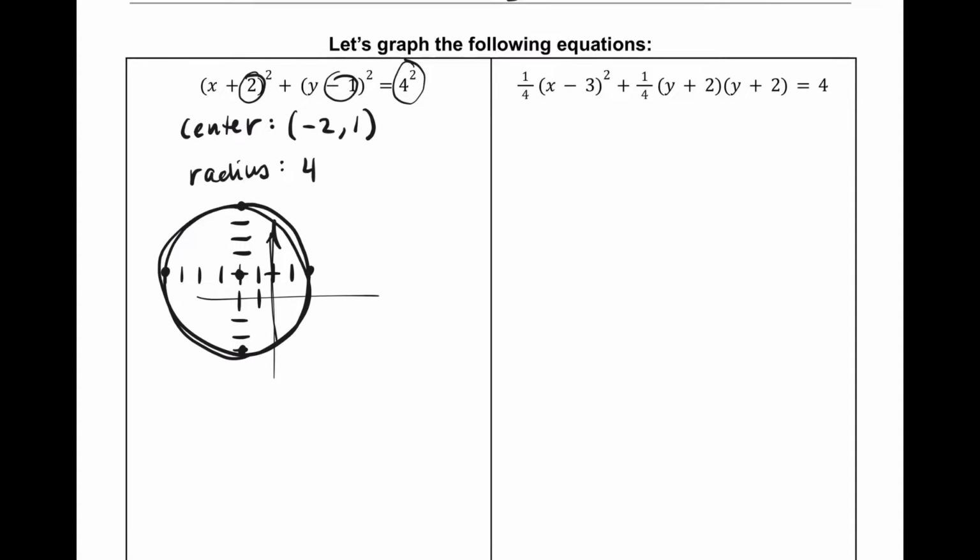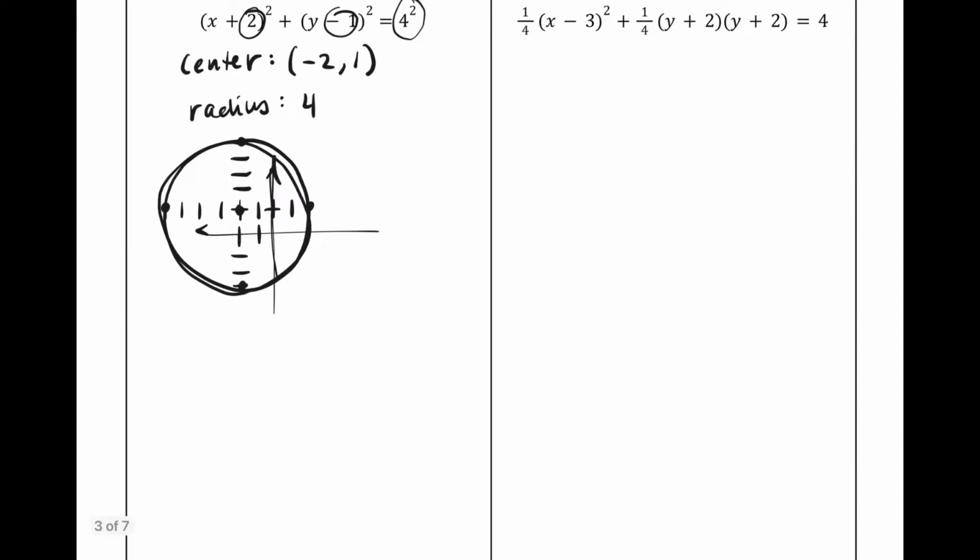I know this is an ugly graph, but same thing. This is all I want you guys to draw: here's your center, and here's your radius. And as long as you write this down, I know what your picture's supposed to look like, right?